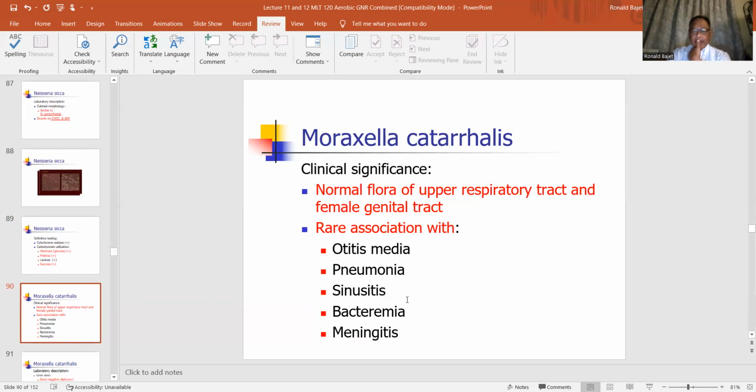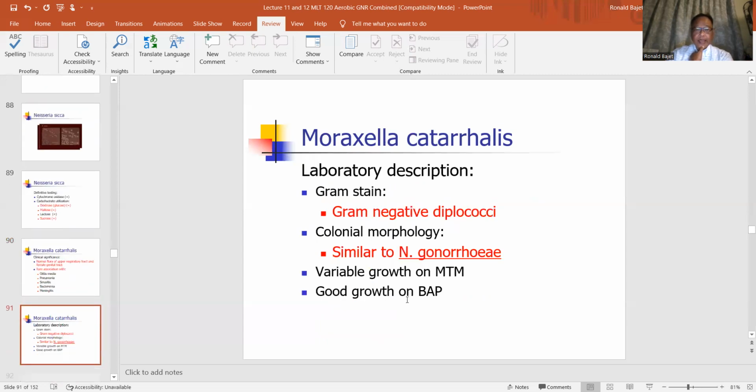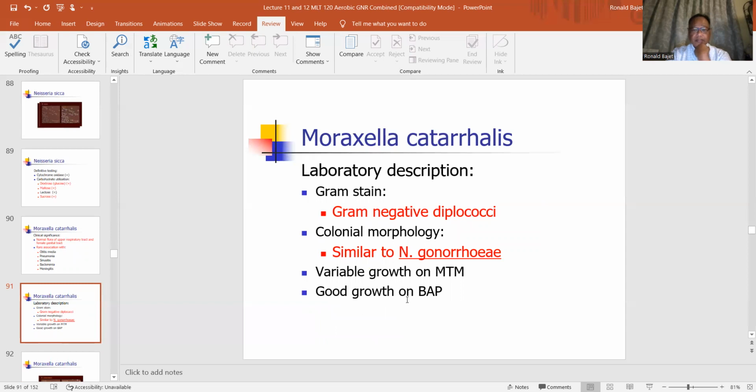Moraxella catarrhalis used to be called Branhamella catarrhalis, and it used to be called Neisseria catarrhalis. This is normal flora, again, of the upper respiratory tract and the female genital tract. It causes ear infections, respiratory infections like pneumonia and sinusitis, and can cause serious bacteremia and meningitis. Moraxella catarrhalis is a significant organism. Gram-negative diplococci. Neisseria is gram-negative diplococci.